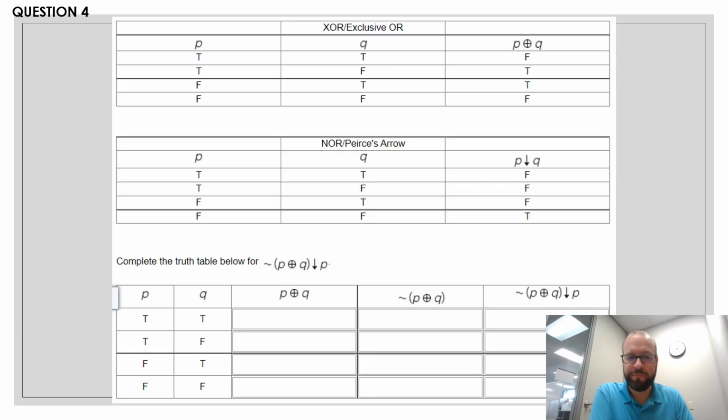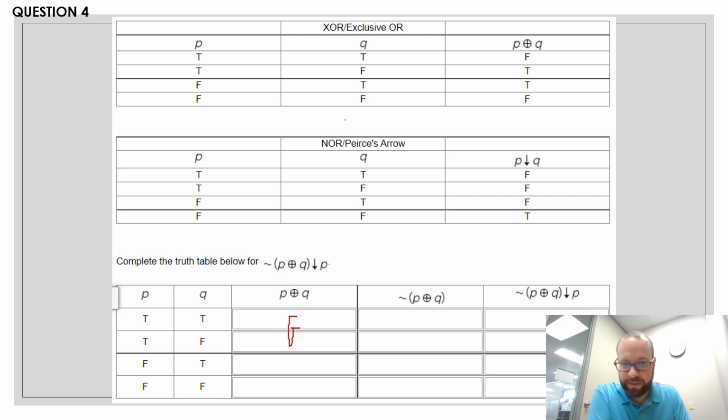The next 2 problems are very similar. On number 4, I give us the official table for exclusive OR, and I give it a symbol. It's a little circle around a plus. And I give us the truth table for NOR. It's the negation of OR. It's Peirce's arrow. It's an arrow pointing down. And I want you to use those 2 symbols to fill in the truth table below. Okay, for example, this first column, P XOR Q, well, if P is true, Q is true, I see that that should be an F.